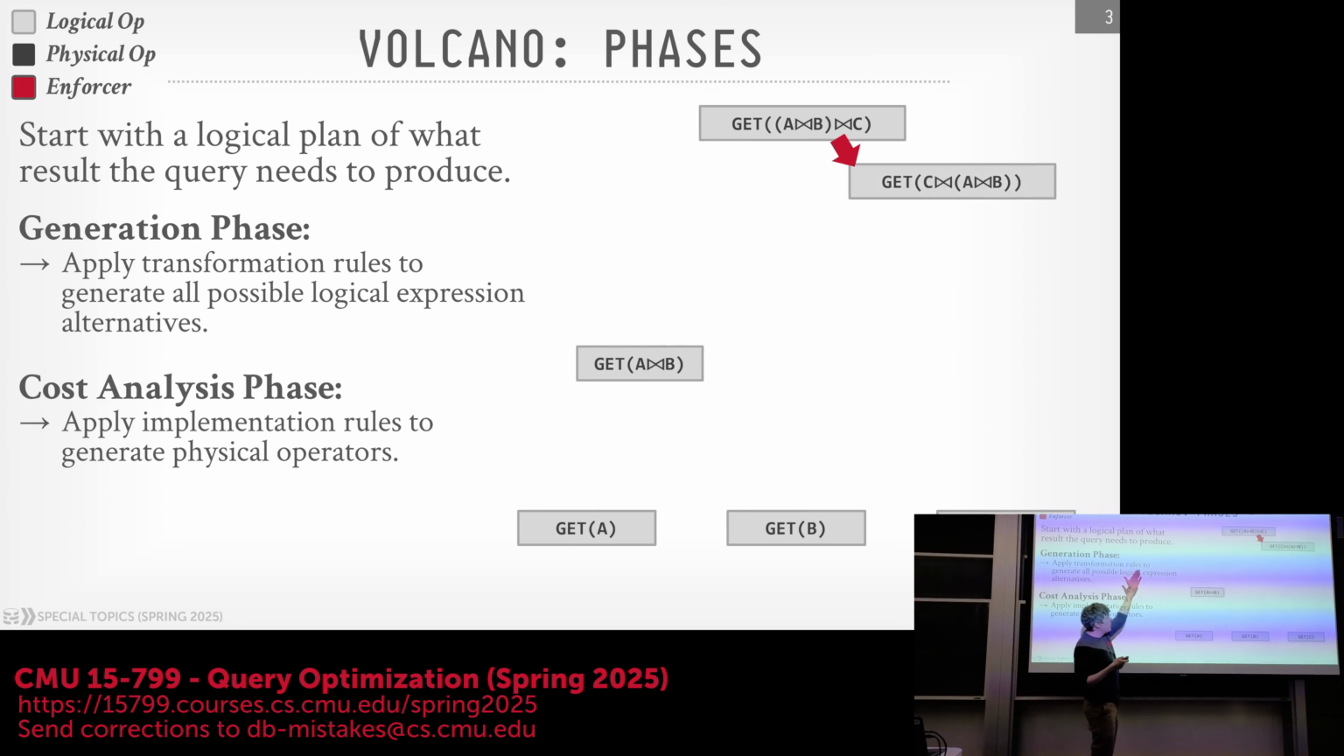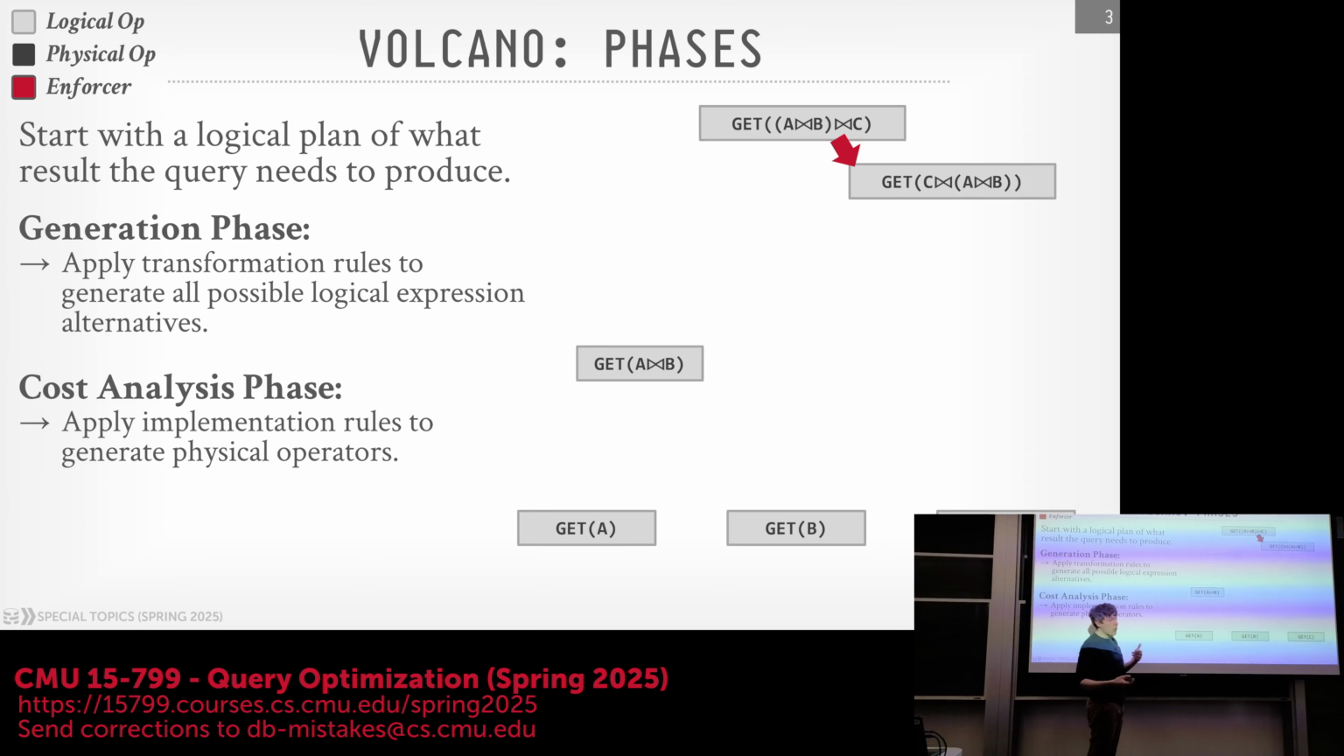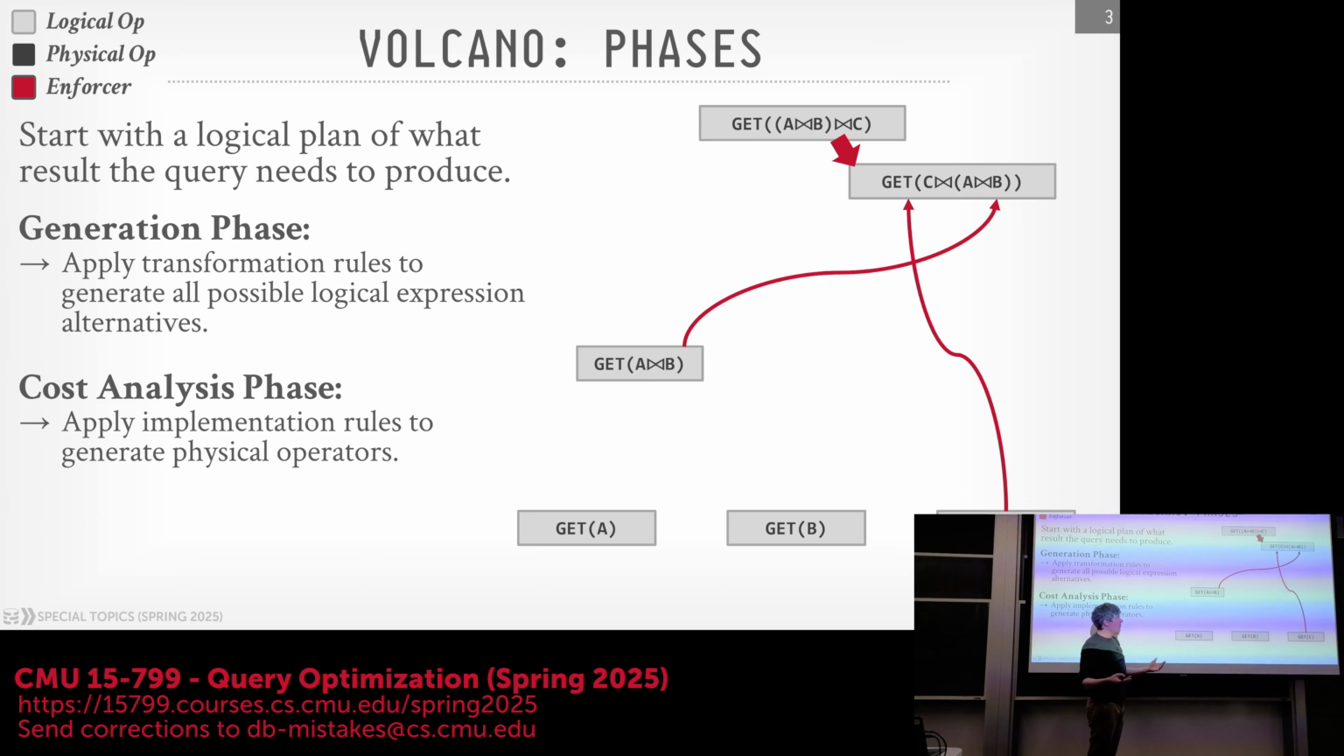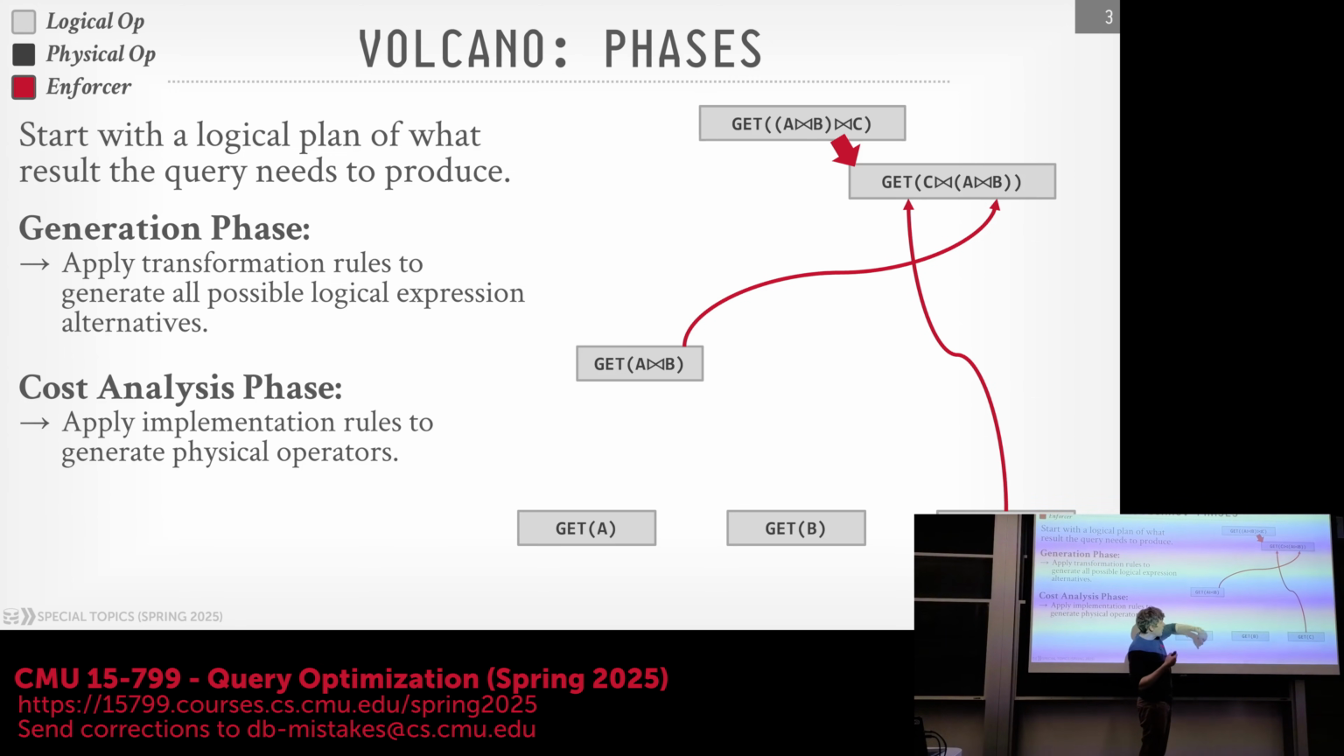Now say you have another transformation rule that swaps the order of the join so that you join C with the output of A and B, which we can do because the join is commutative. Again I do the same thing: I traverse down my tree and explode out all the possible variations of the logical expressions as I go down.